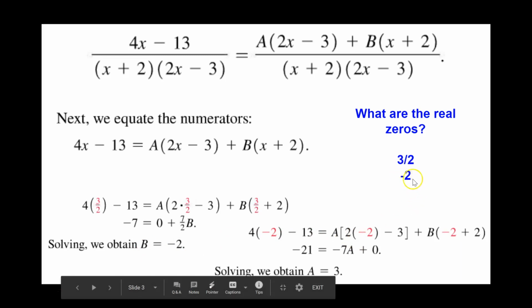Then we come back and put in -2 for all the x's. So we put it in here, here, and here. And that way this part now goes away. Multiplied here, we get -21 equals -7a. So we move the -7 over by dividing, and we get a equals 3. So our answers for this problem are a equals 3 and b equals -2.